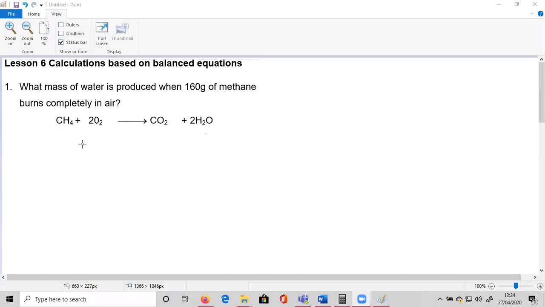Worked answers for the calculations based on balanced equations. So the first question was, what mass of water is produced when 160 grams of methane burns completely in air?